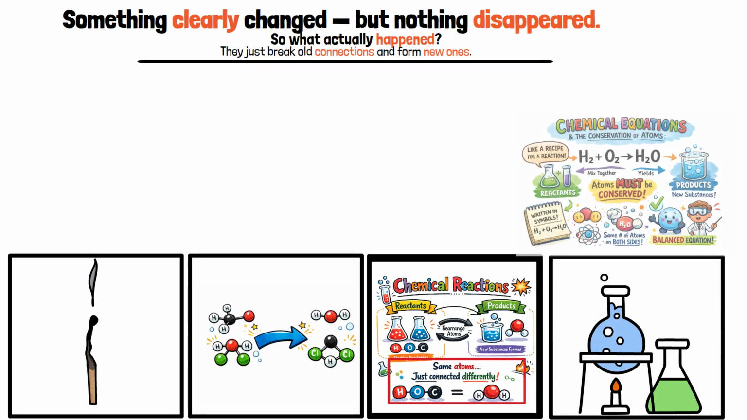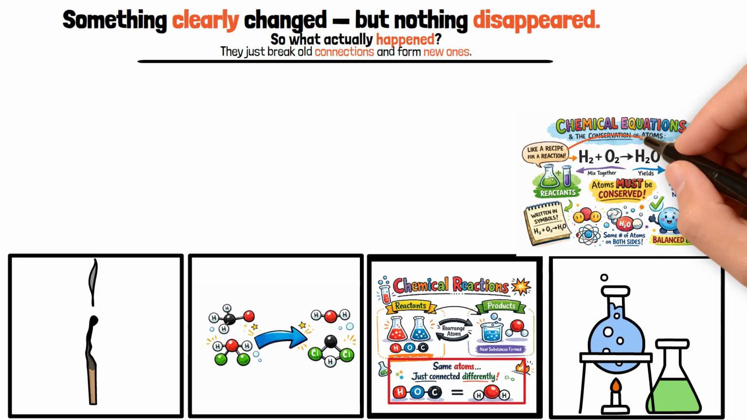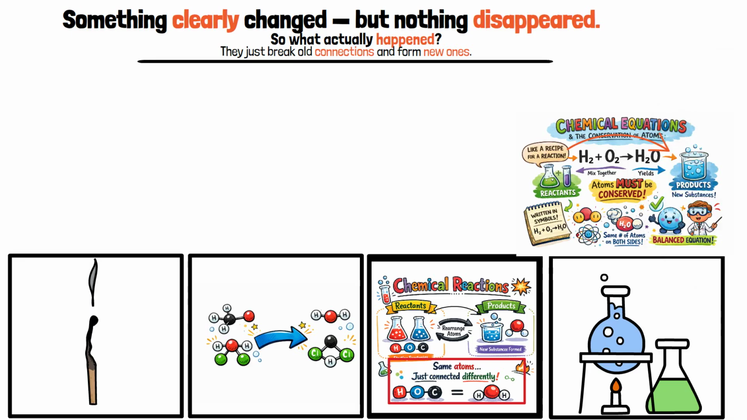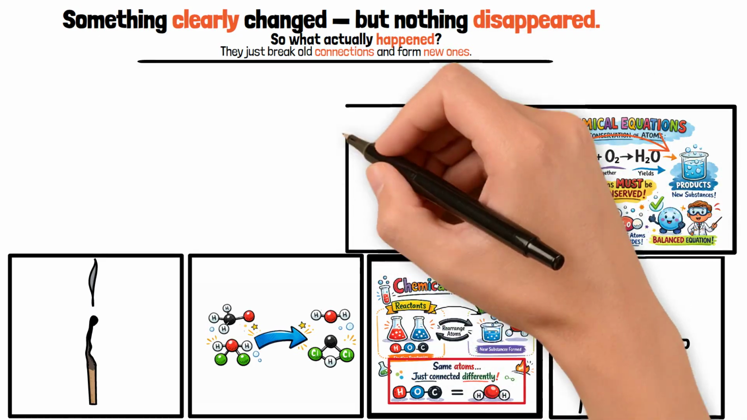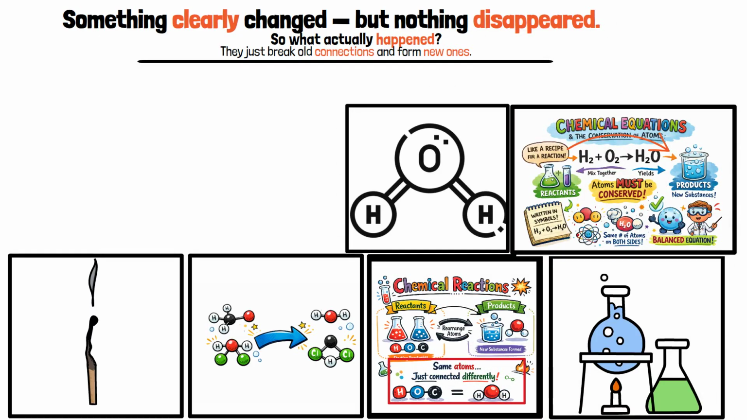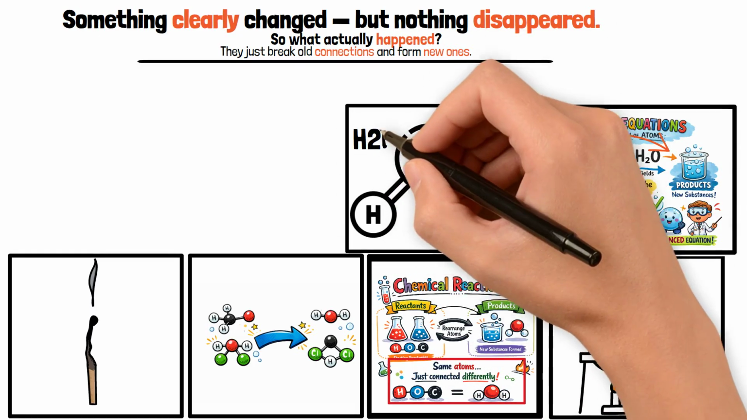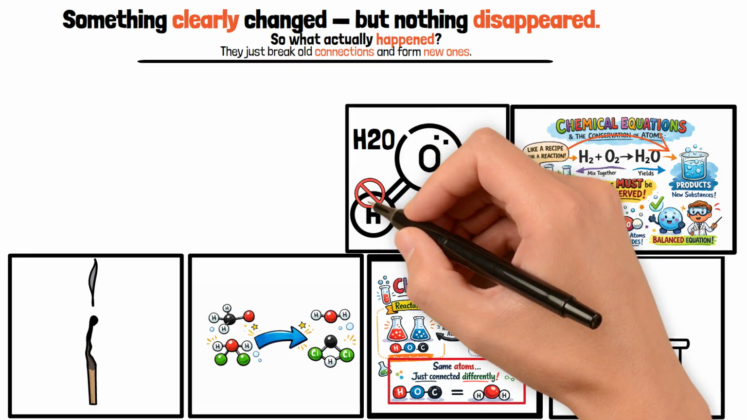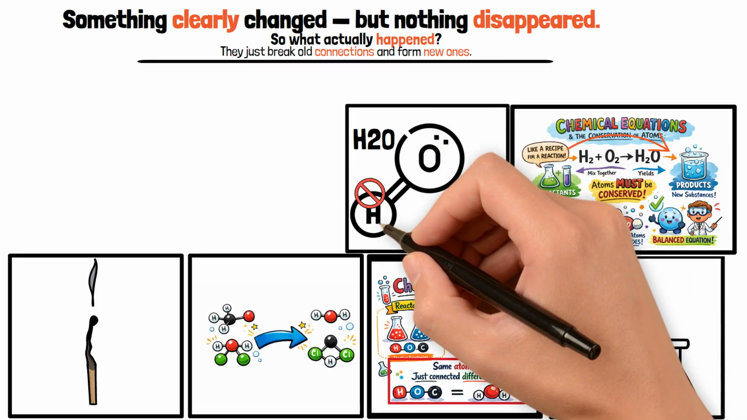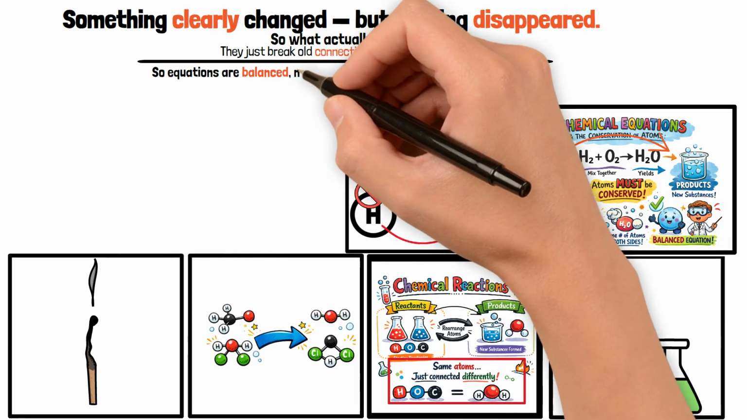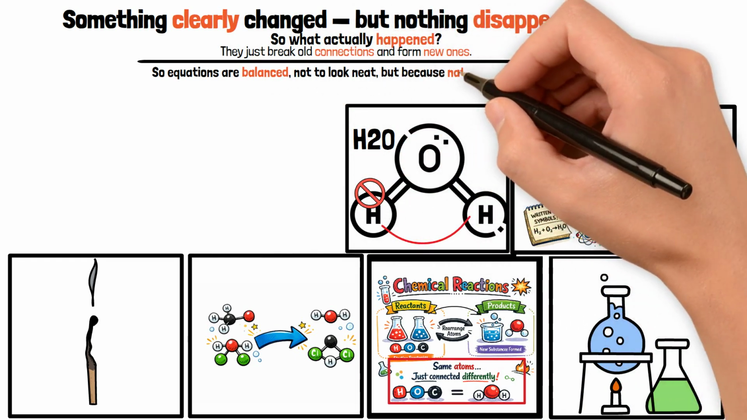Because atoms must be conserved, reactions have to be written carefully. That's where chemical equations come in. They're like a recipe written in symbols, showing exactly what reacts and what forms. For example, when hydrogen reacts with oxygen, water forms. But one hydrogen atom isn't enough. The numbers must match on both sides. So equations are balanced, not to look neat, because nature demands it.